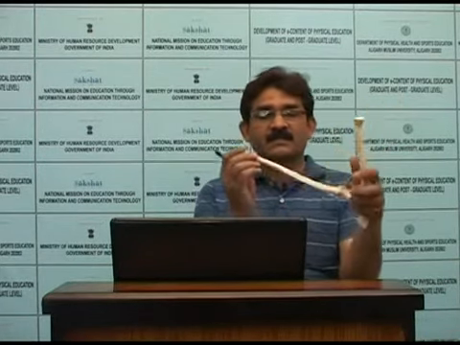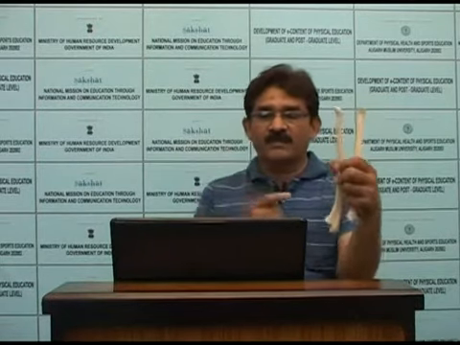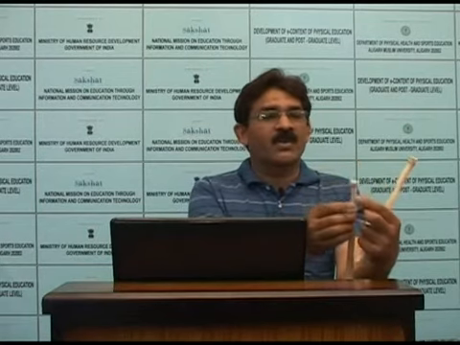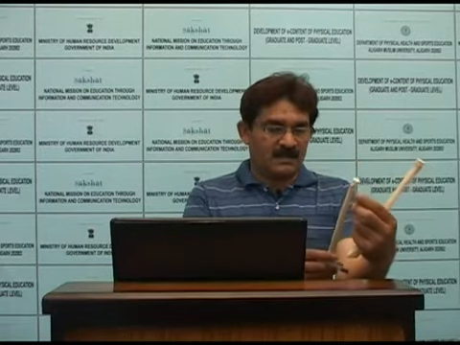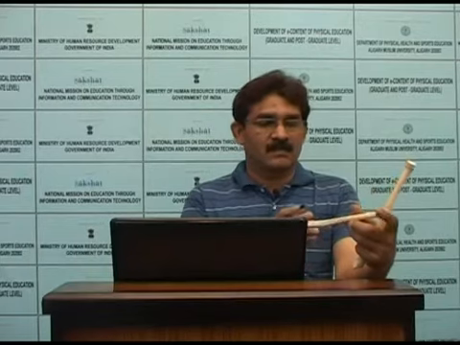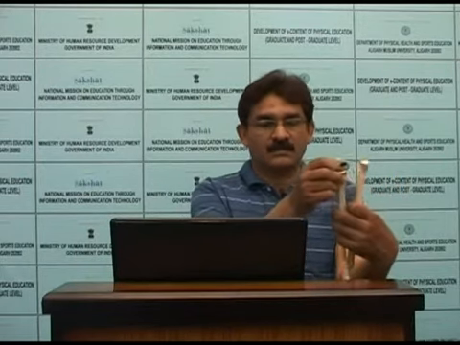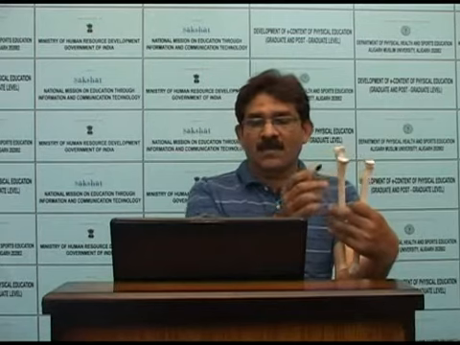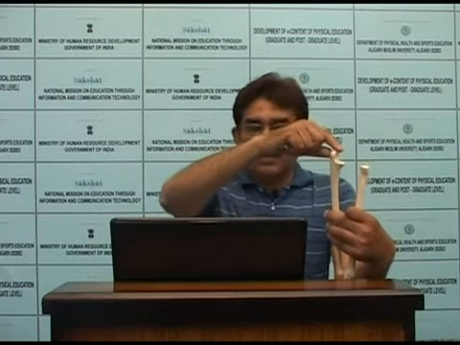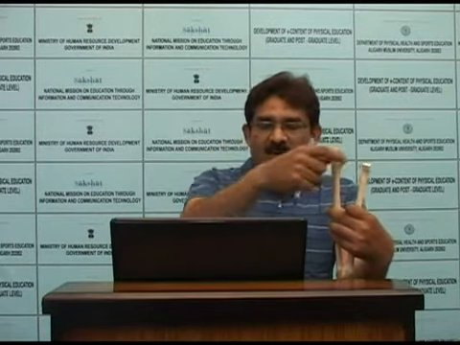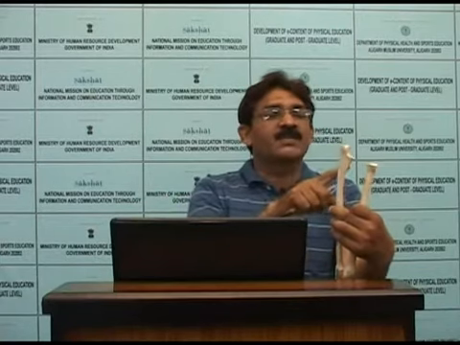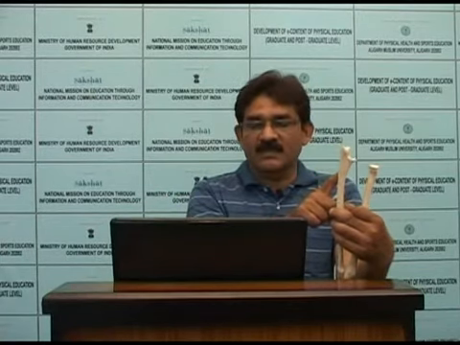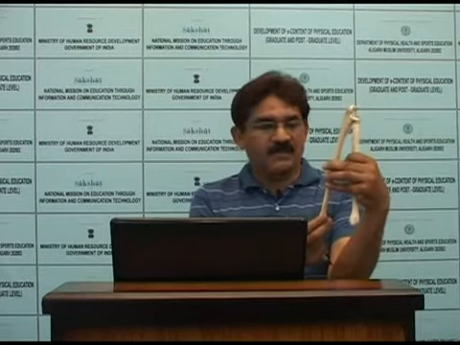With the ulna it makes the forearm. Upper end of the ulna: olecranon process, coronoid process, trochlear notch, radial notch, ulnar tuberosity. This is the ulnar tuberosity, and this is the radial notch. Lower end: styloid process and head of the ulna.